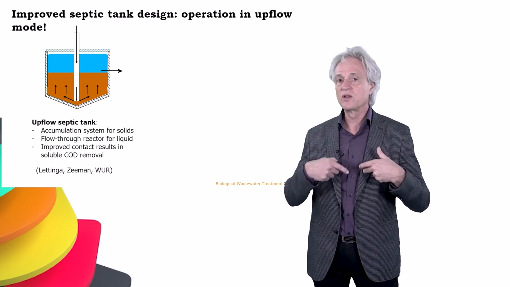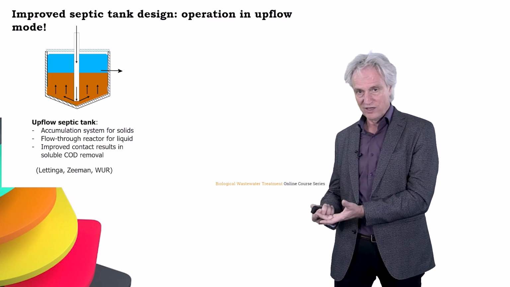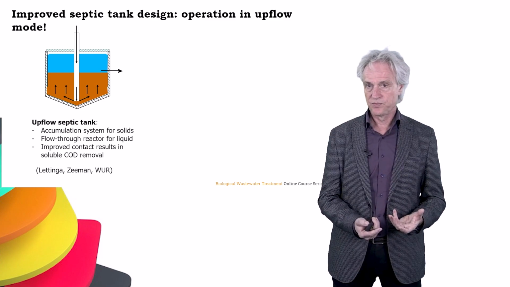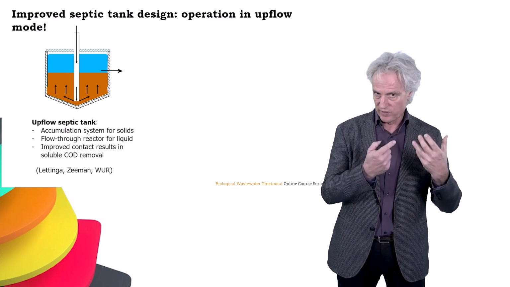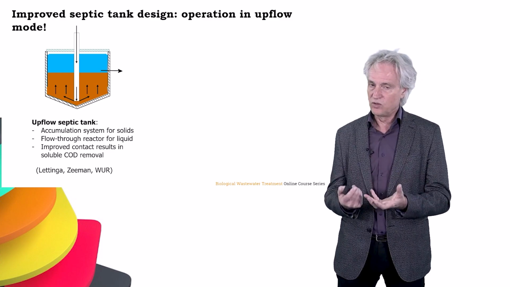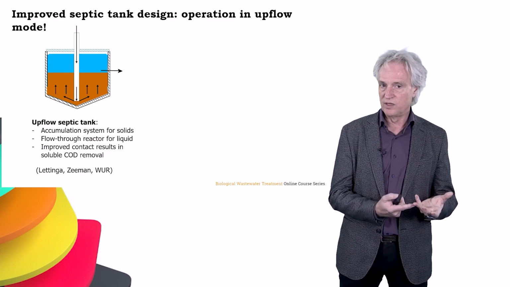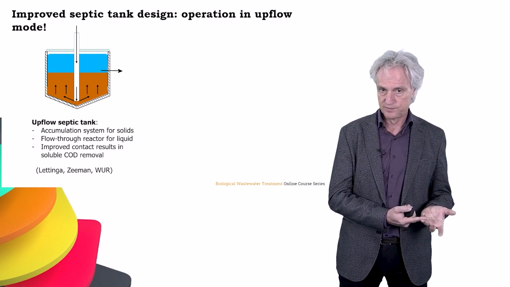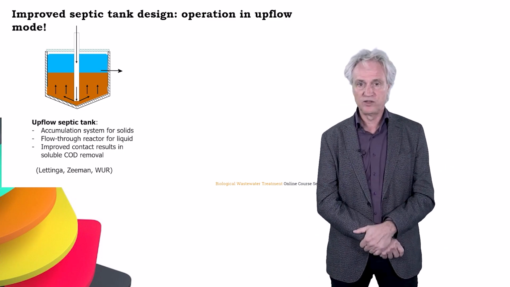Much more clever is to come with an upflow septic tank, because in this case you force the incoming influent to be mixed with the anaerobic biomass, including the methanogens. And what you then can achieve is an accumulation system for the solids. They will be entrapped in the sludge bed, but also the soluble COD, BOD, is converted by the anaerobic organisms to methane, meaning it is not treating the solids only, but also the soluble COD. And you have a much more improved contact between the soluble C and the biomass.